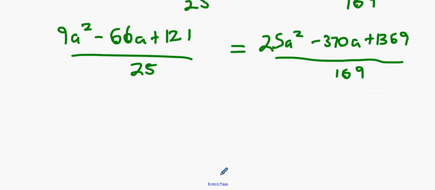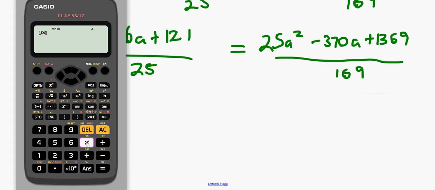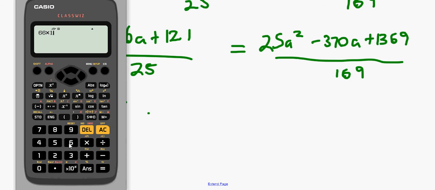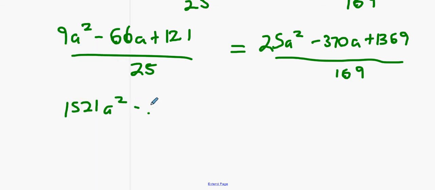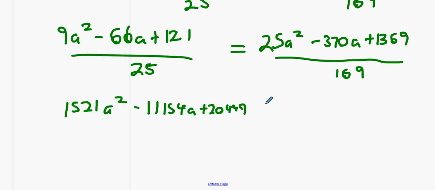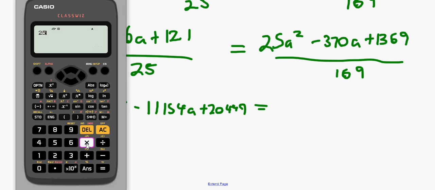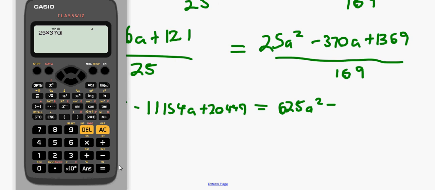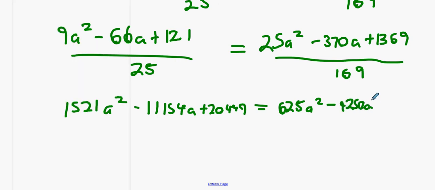Now, what we're going to do here is I'm going to multiply 9 by 169, which is 1521 a squared. The numbers are weird, but the maths is easy. Do you get what I'm saying? Yes. And then 66 times 169. And then the last one. Alright. The other side, 25 by 25. 625. 25 times 370. Like the numbers are big, but as I said, the maths is easy. But there's nothing complicated really.